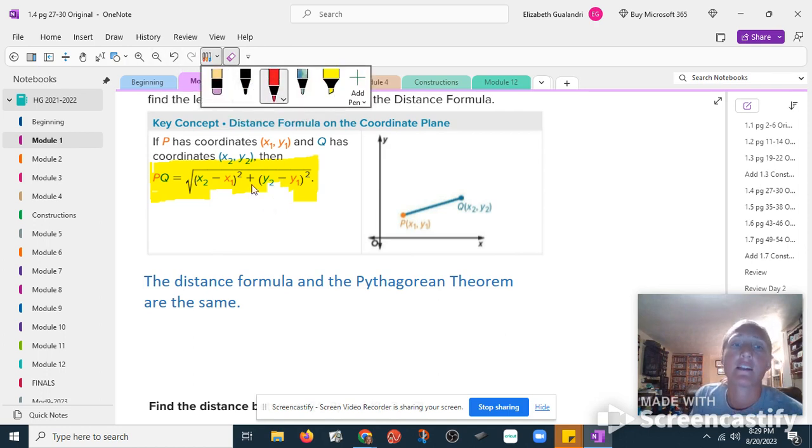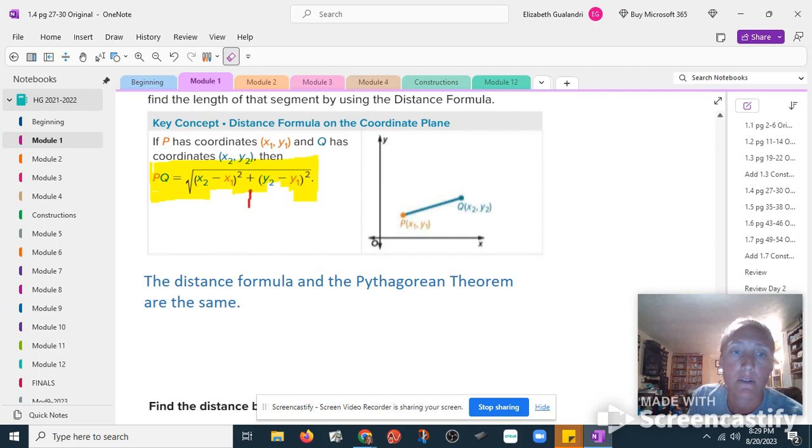The second thing that comes up here is that once you do those parentheses, you square, you do your exponents, you're then going to add. And since adding can happen in either order, it doesn't matter if you do the x's first or the y's first. So you can actually put your x2 minus x1 squared second and your y2 minus y1 squared first if you would like to. No matter what, whatever you do with all of this, you take a square root of the whole thing in the end, and that is your distance formula.